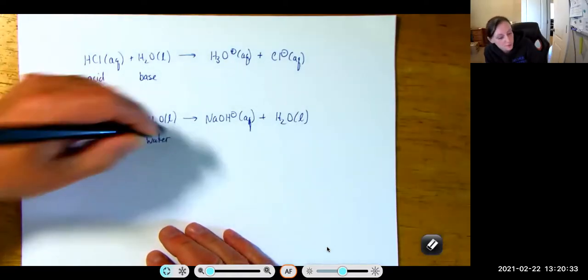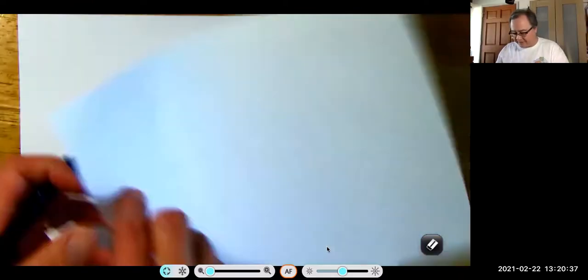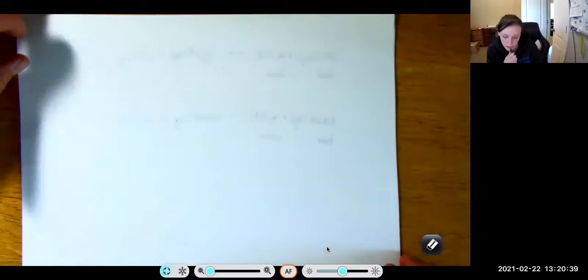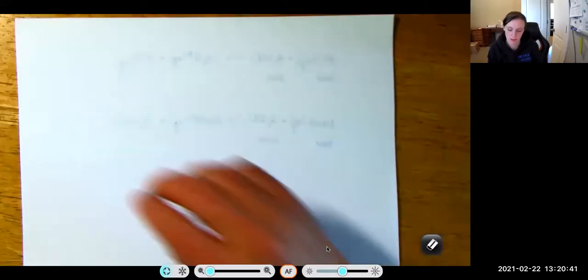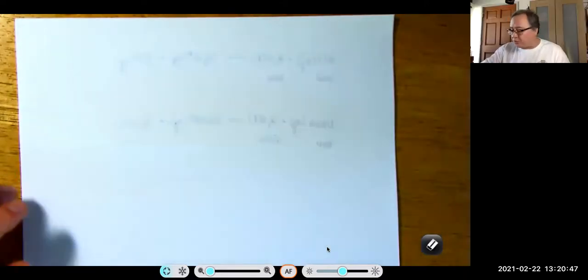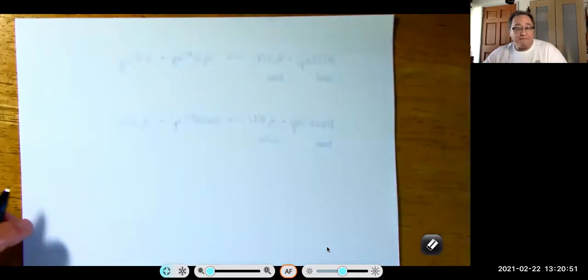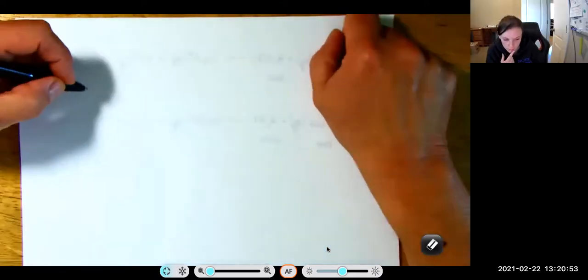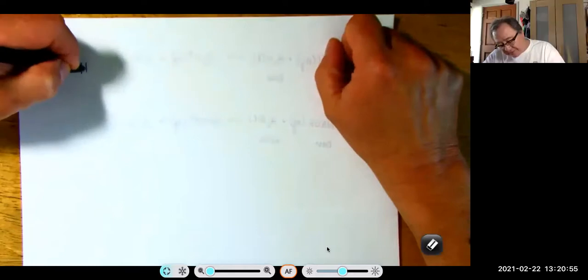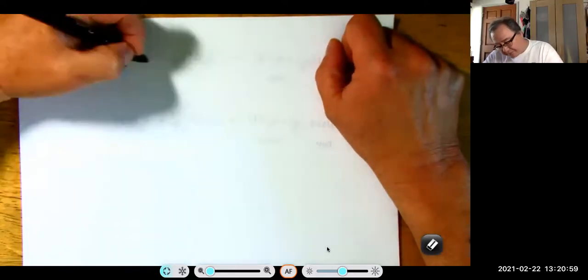For number 5 of the lab, I'm not really sure because both are strong acids. So the question is, why should it take fewer drops of sulfuric acid, right? Okay, so let's take a look at the reactions. I'm not going to write the states out.